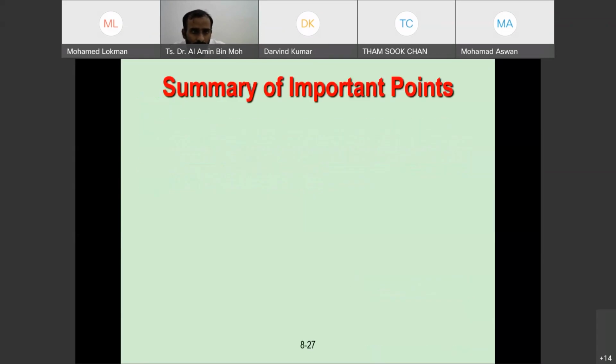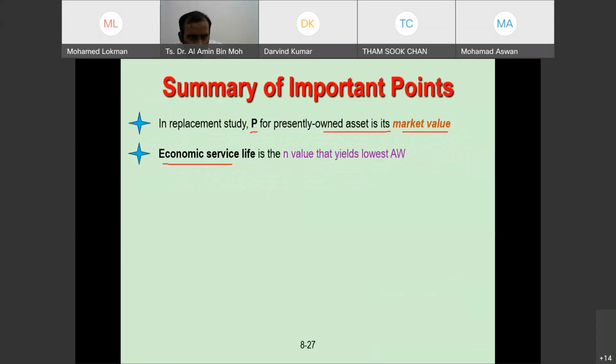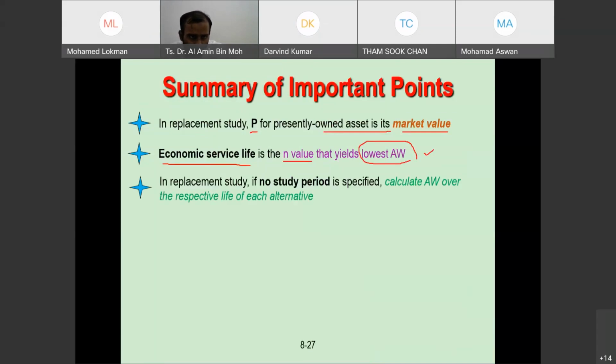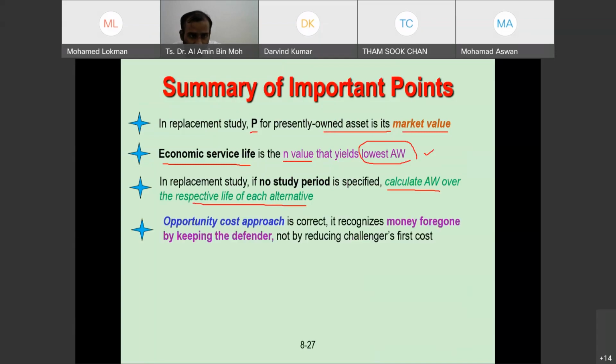So we're going to the summary. This is what we have gone through today in replacement study. P for presently owned assets is its market value. The economic service life is the N value that yields the lowest AW. So we are going to choose the lowest AW. In replacement study, if no study period is specified, we calculate the AW for each alternative, compare, and then choose the lowest. This opportunity cost approach is correct. It recognizes money forgone by keeping the defender, not by reducing the challenger's first cost.